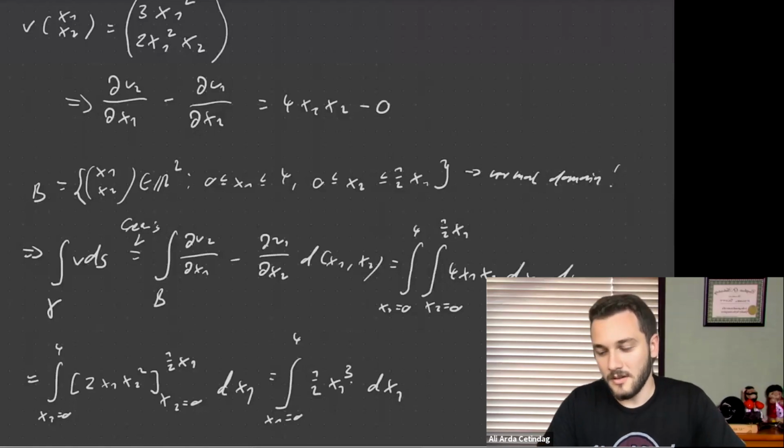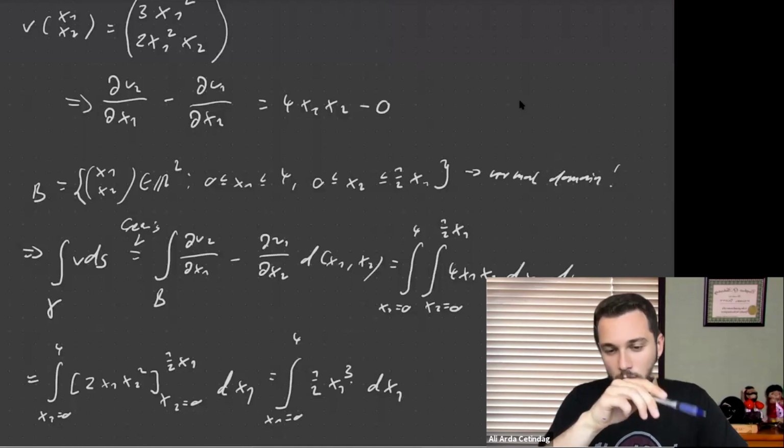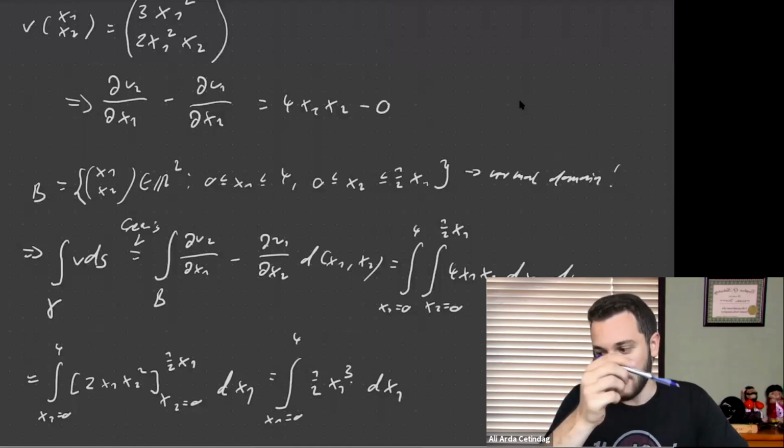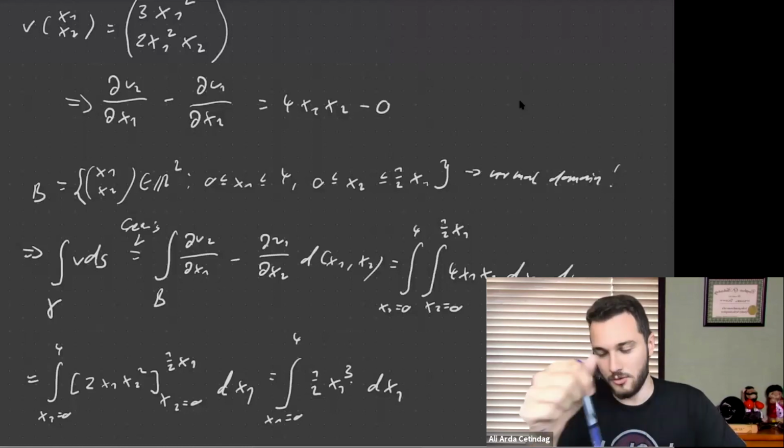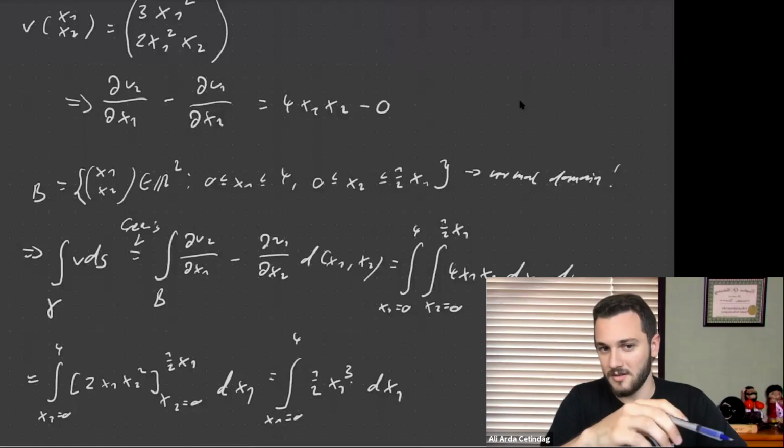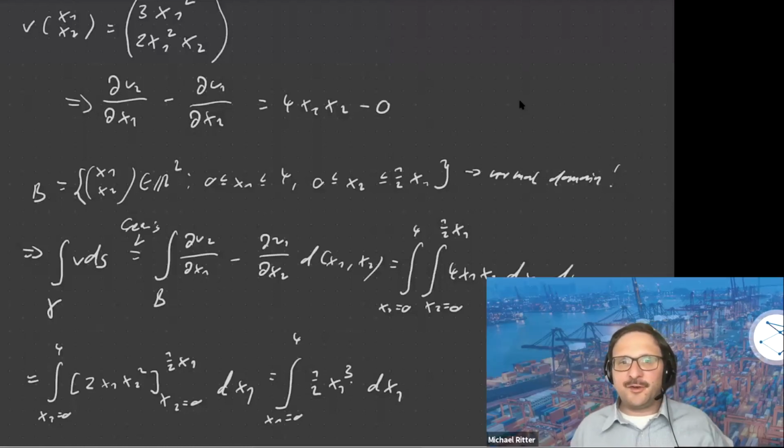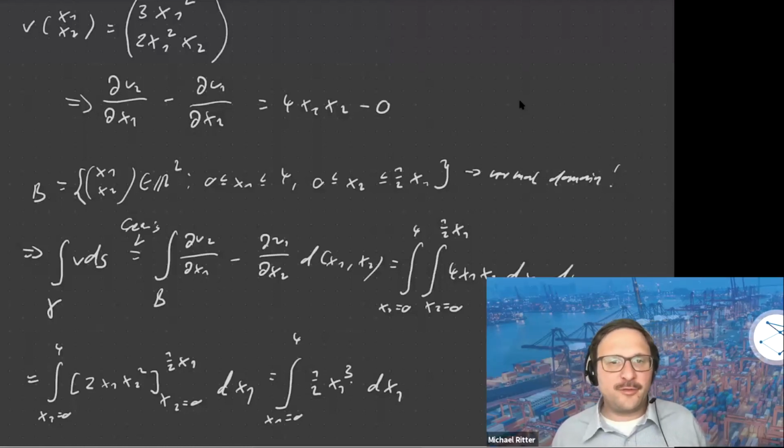So if the set B is a disk and therefore the curve is a circle, then we could use the transformation to polar coordinates and use Green's theorem with that, right? Of course. Yeah, you can also combine Green's theorem with transformation of coordinates. Certainly.